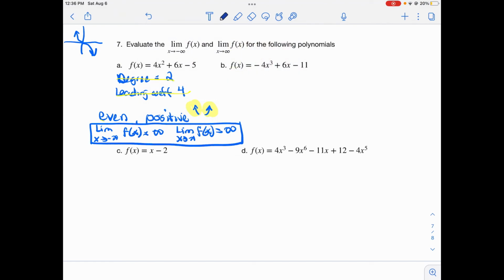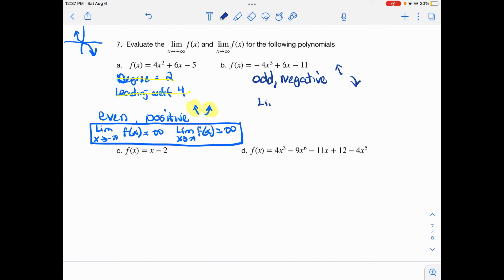All right, so negative 4x cubed plus 6x minus 11, I have a degree 3, so that's an odd degree, and a leading coefficient of negative 4, so that's negative. Okay, so degree of odd means they're going in opposite directions. And since it's negative, that means we end in the negative direction. So we're going to start up and then go down, like negative x cubed.